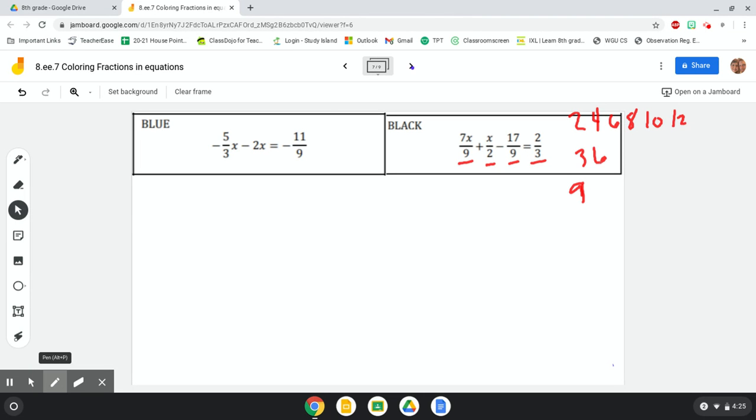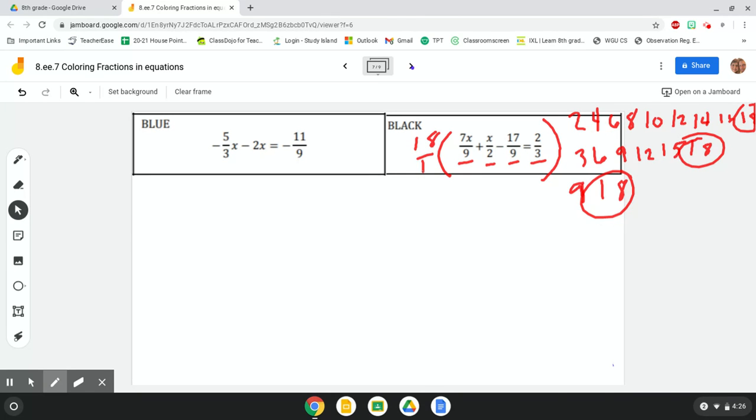3, 6, 9, 12, 15, 18, okay, 9, 18, okay, I'm seeing two 18s so far. Let's see if 2 can get up to 18 and see if that's our lowest one. So 12, going up by 2s, 14, 16, and 18. So it looks like 18 is my least common denominator. So that's what I'm going to be multiplying this entire equation by to get rid of all the fractions. So again, I'm going to put 18 over 1.